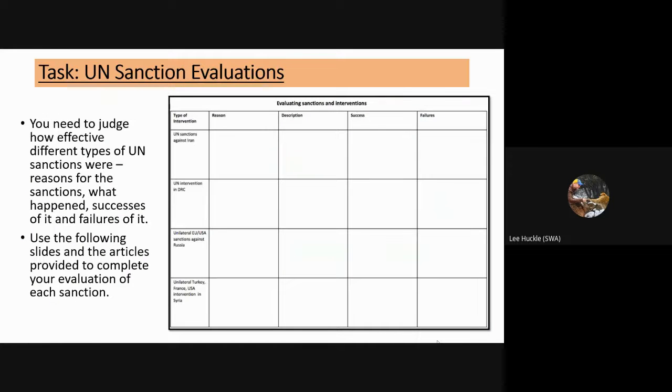And then there was a big task for you to complete, an evaluation of 4 particular UN sanctions. You had a big A3 sheet with lots of resources to use. You were looking at the UN sanctions against Iran, the UN intervention in the Democratic Republic of Congo, the unilateral EU-USA sanction against Russia, and then, if you had time, the unilateral Turkey, France, USA interventions in Syria.